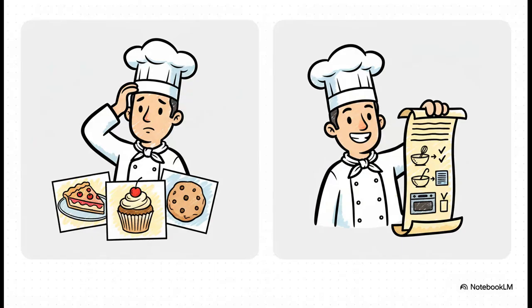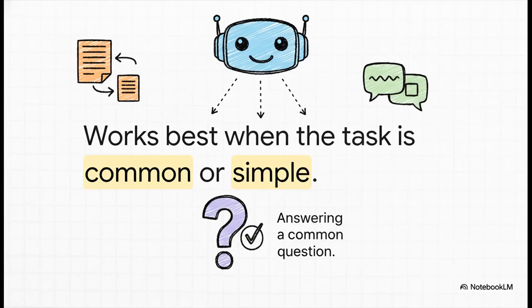This slide illustrates the difference perfectly. On the left, you've got few-shot learning. That's kind of like showing a chef a bunch of photos of a dessert and saying, make something like this. You're giving it examples. But zero-shot learning, on the right, that's like giving the chef a detailed recipe. You are providing direct instructions. You're telling, not showing.